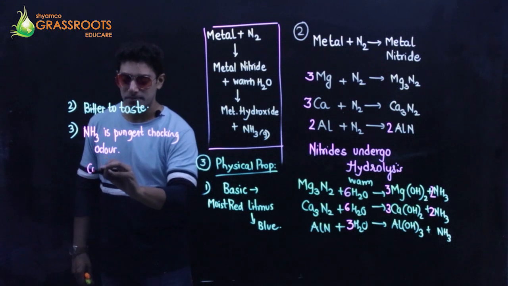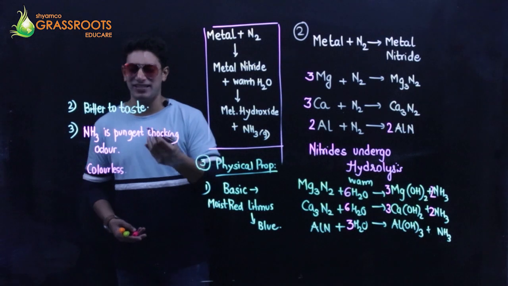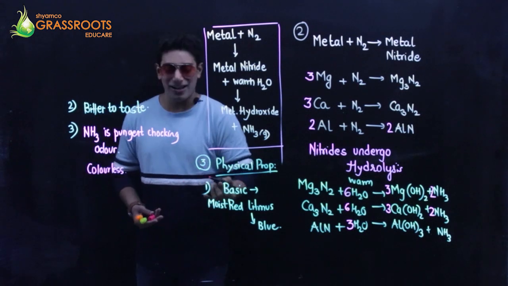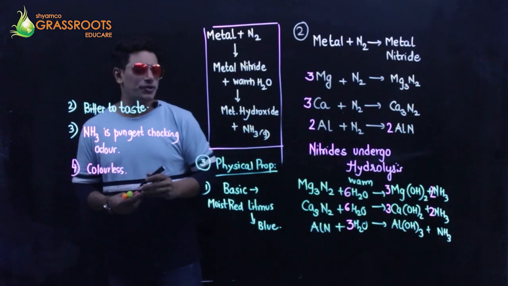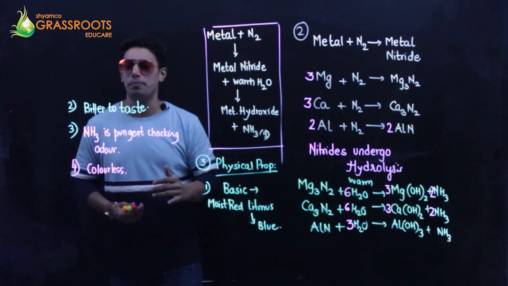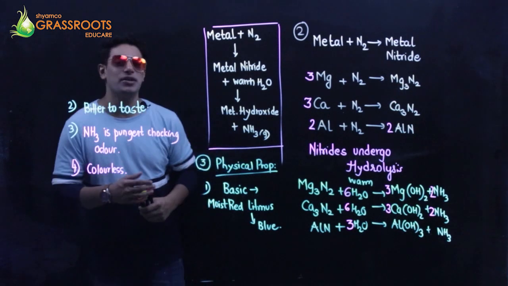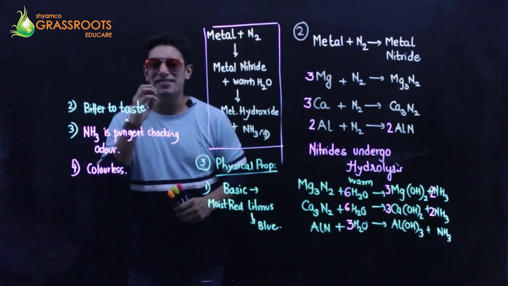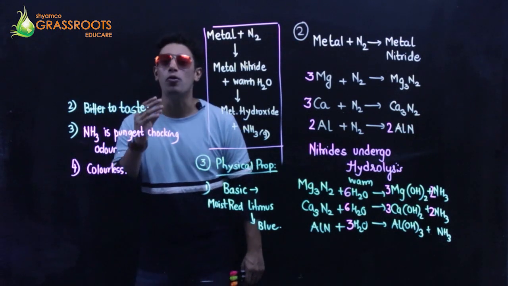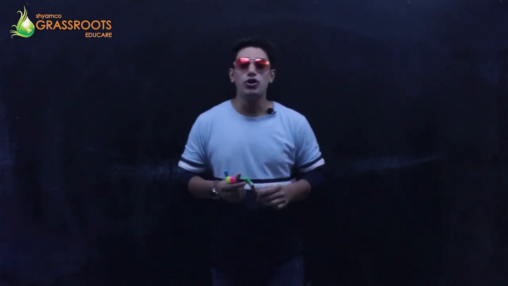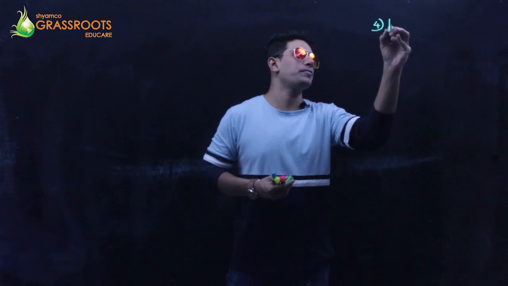It is colorless. So we've spoken about the odor, the taste, the color, and the action on the litmus paper because it's basic in nature. So you can remember these four physical properties of ammonia. Go through these things and then we're going to start with the industrial method of preparation, which is called the Haber's process of ammonia. The fourth answer is the Haber's process, the industrial method of preparation.